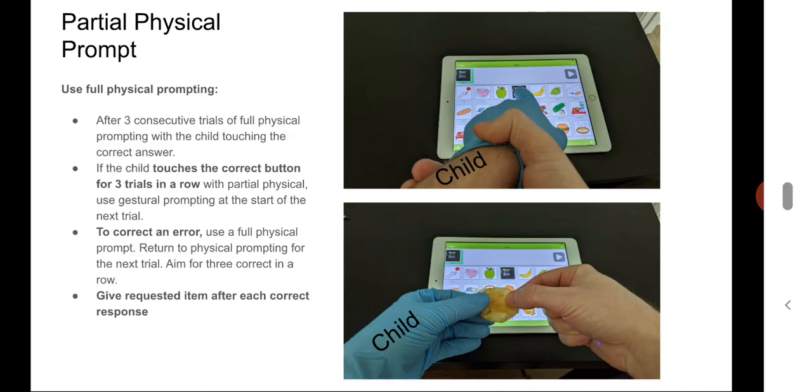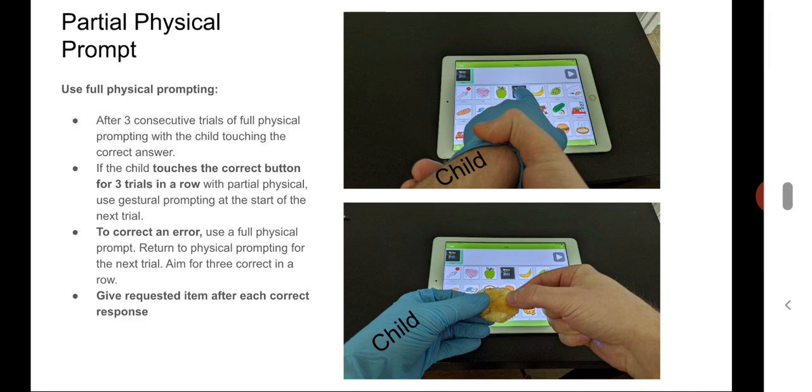So after they do that 3 times in a row, then you're going to fade the physical prompting out to a partial physical prompt. So partial physical prompting is displayed in the picture. You're basically just going to grab the kid's wrist instead of their hand and help guide their hand to the correct area, and hope that they use their hand, their finger, to touch the right button.